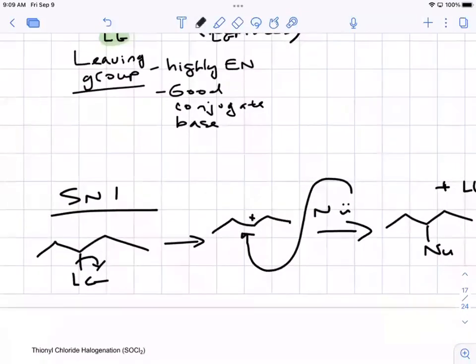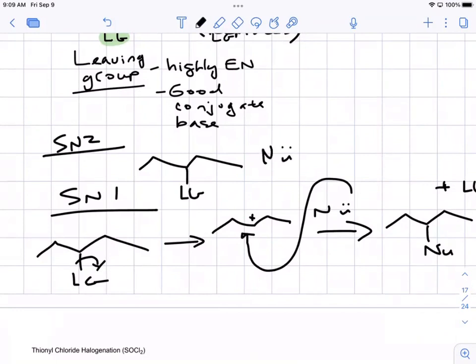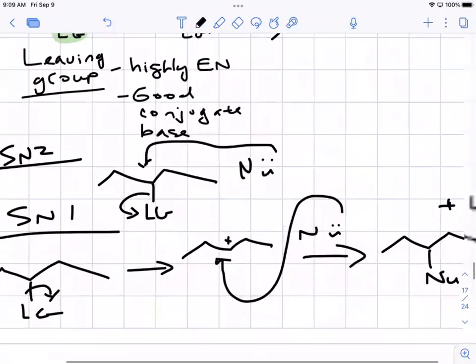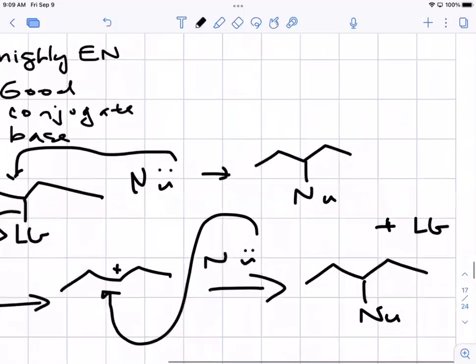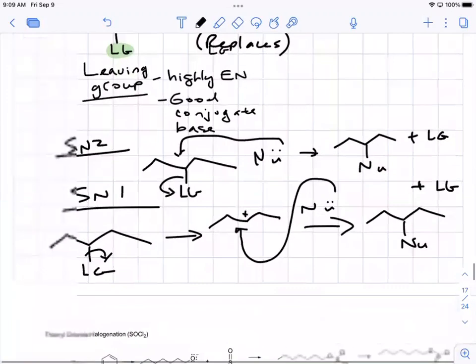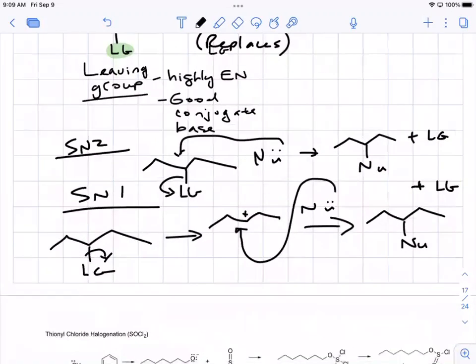SN2 is concerted. So the nucleophile is going to come in and attack at the same time that the leaving group is leaving. So this is going to come here, and the leaving group is going to leave. So you end up with the same outcome, just a different mechanism. The nucleophile replaces the leaving group, but it's all considered substitution because you're swapping out one functional group for another. In this case, you're swapping out the leaving group for the nucleophile.